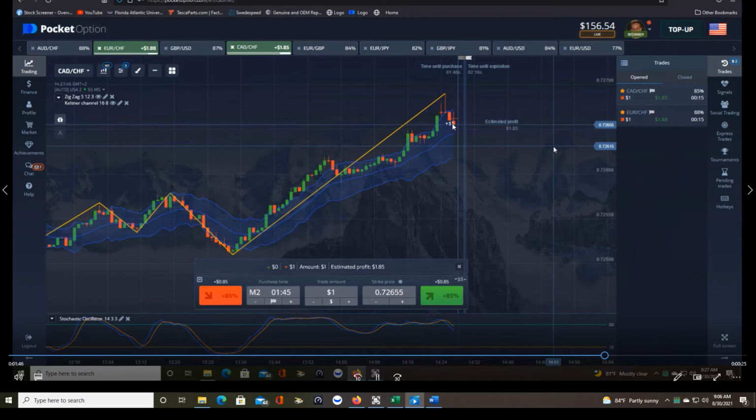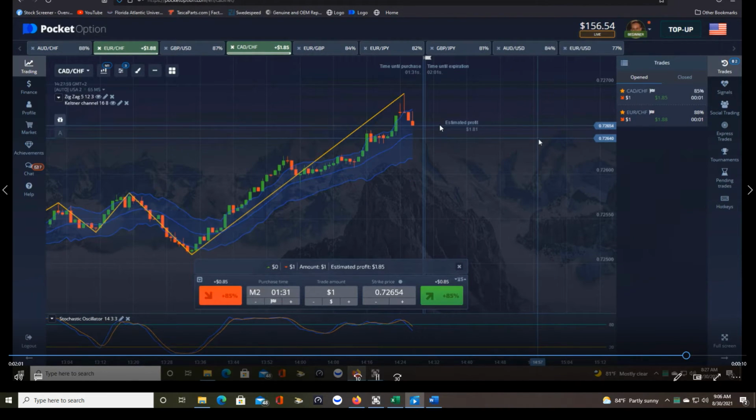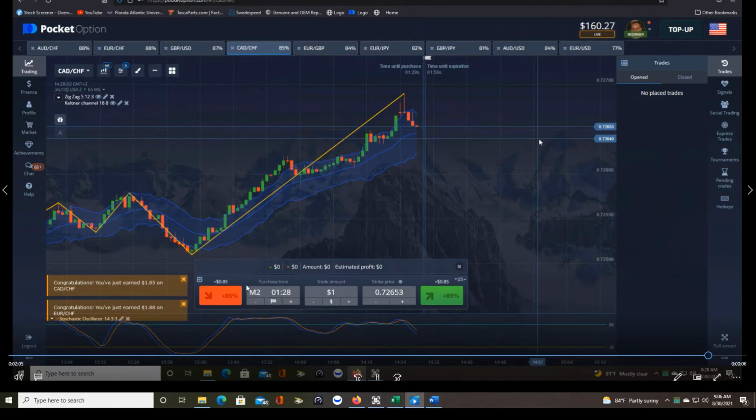So here we got 2 green trades so far with 5 seconds left. All right, so that's it. There we go. We've won both of those trades. So that means that we are green on the day.